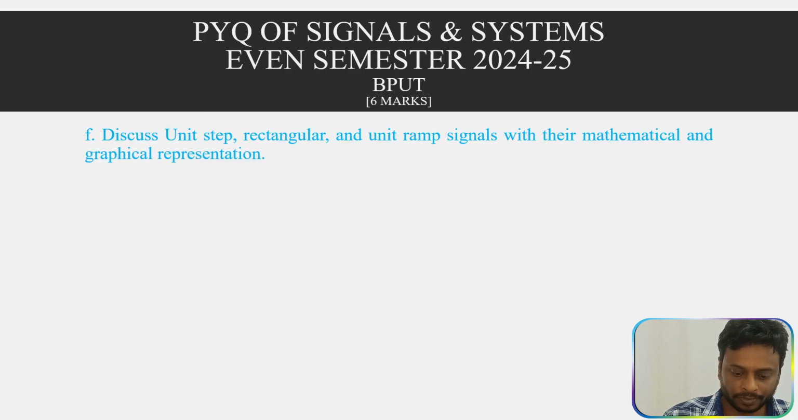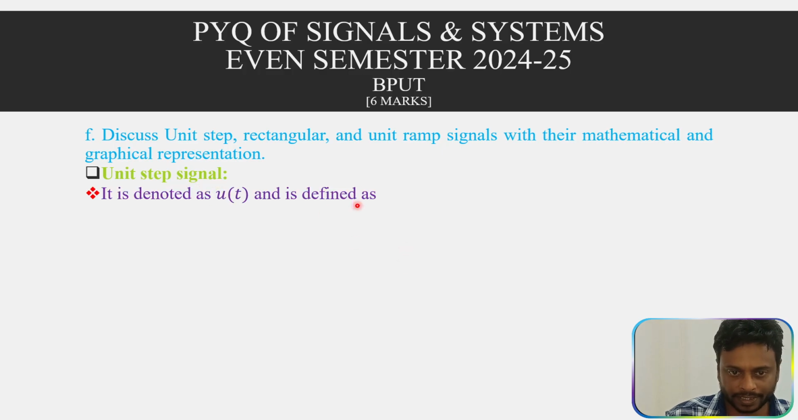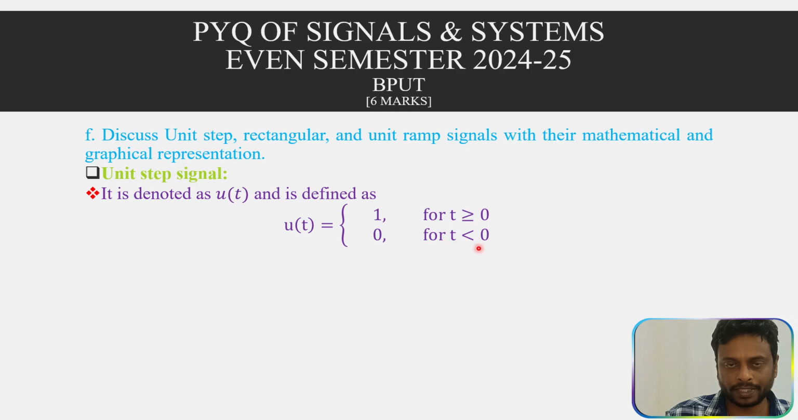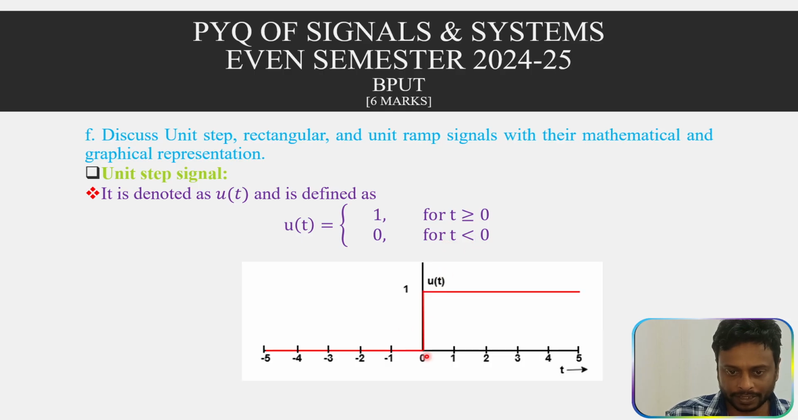In this case, you have to discuss the unit step, rectangular, and unit ramp functions with mathematical and graphical representation. Okay. So I have drawn for the continuous time signal. You can draw also for the discrete time signals. So unit step signal, u of t, is defined as u of t equal to 1 for t greater than or equal to 0, and 0 for t less than 0. So in this case, this is our u of t. You can see at 0 it is 1. For greater than 0 also the value is 1. But for less than 0, the value is 0. This is our u of t.